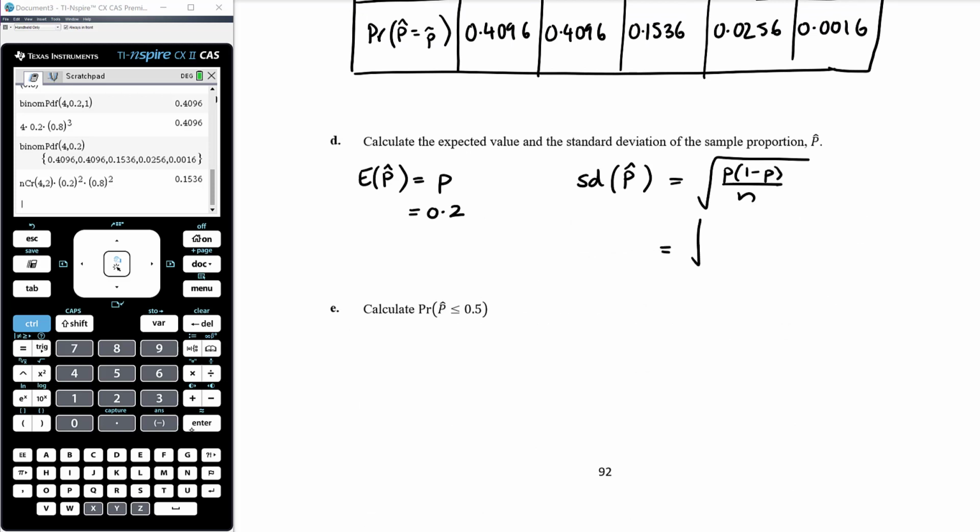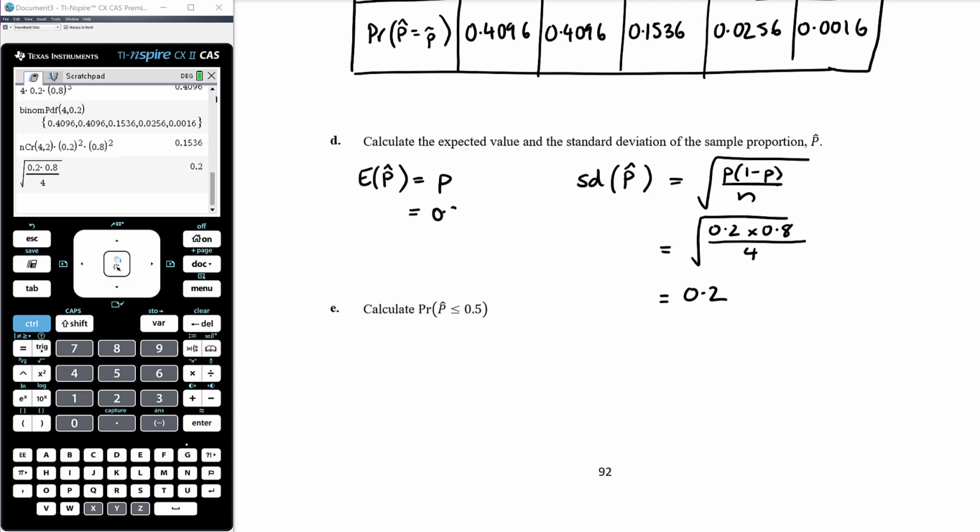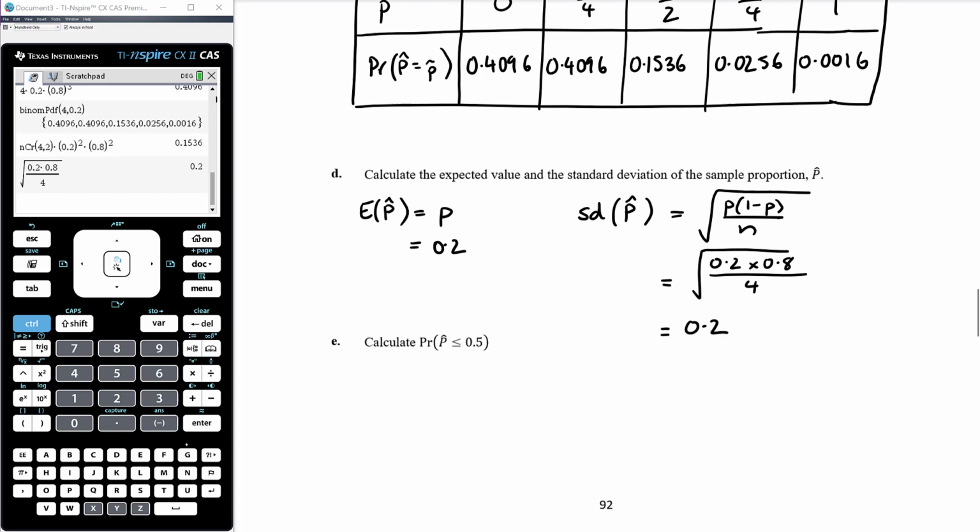So for this problem, that is the square root of p times (1 minus p), where p is 0.2, so 1 minus p is 0.8, divided by n, which is 4. Let me calculate that. Square root of 0.2 times 0.8 over 4, and that is 0.2. So it is unusual that it is 0.2, 20%. It's not deliberate that the expected value and the standard deviation are the same in this particular instance. It's just a product of these numbers.